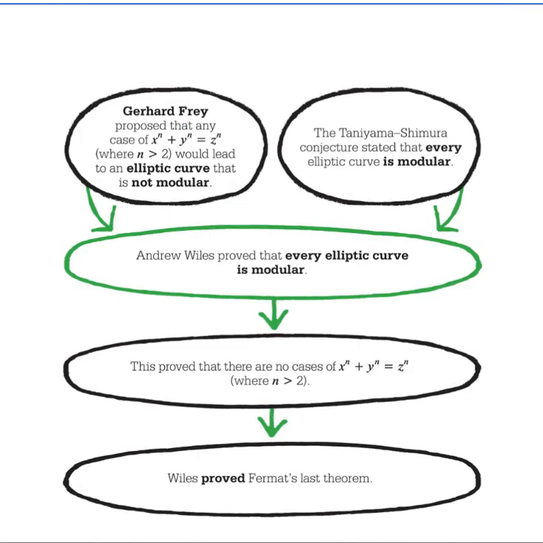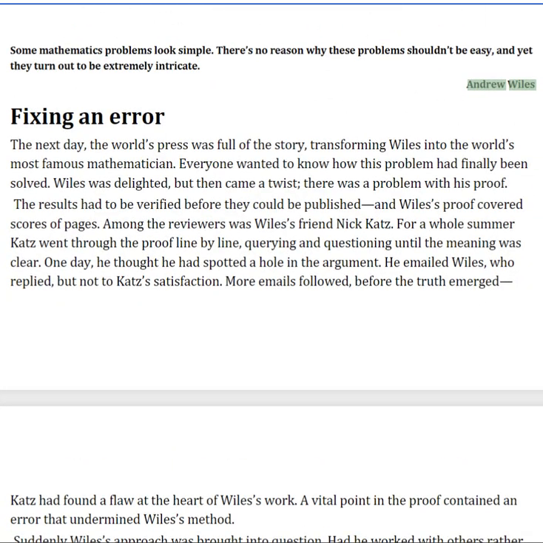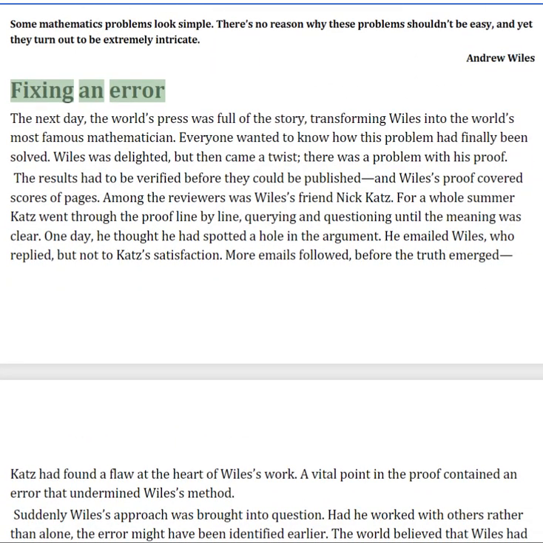Some mathematics problems look simple. There's no reason why these problems shouldn't be easy, and yet they turn out to be extremely intricate. Andrew Wiles. Fixing an error.